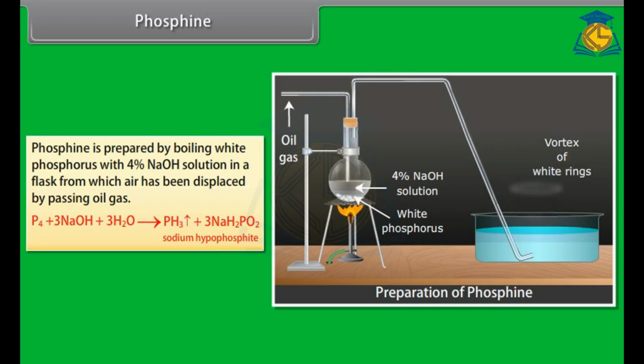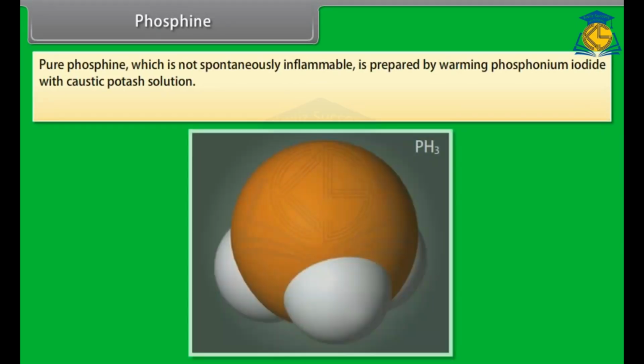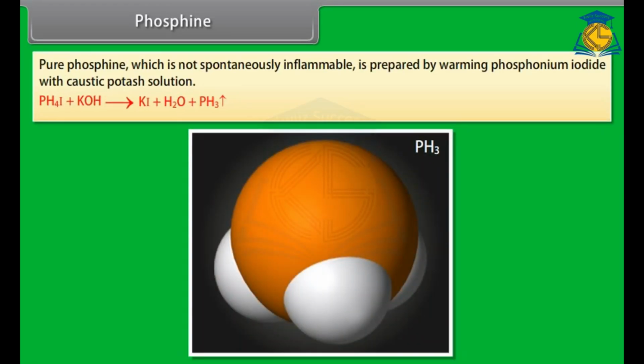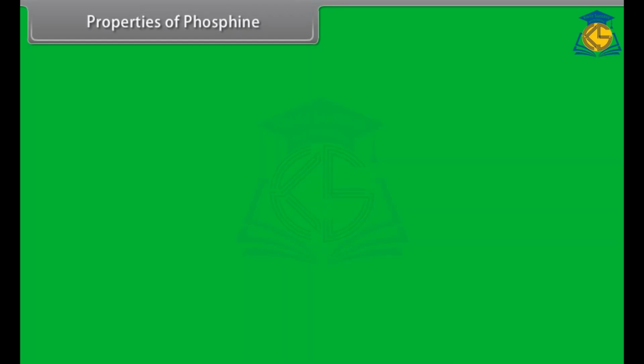PH3 contains considerable amounts of H2 and a little P2H4 and is inflammable in air. Impure phosphine bursts into flames as it comes in contact with air and forms a vortex of white rings of P4O10. Pure phosphine, which is not spontaneously inflammable, is prepared by warming phosphonium iodide with caustic potash solution. Properties of phosphine.